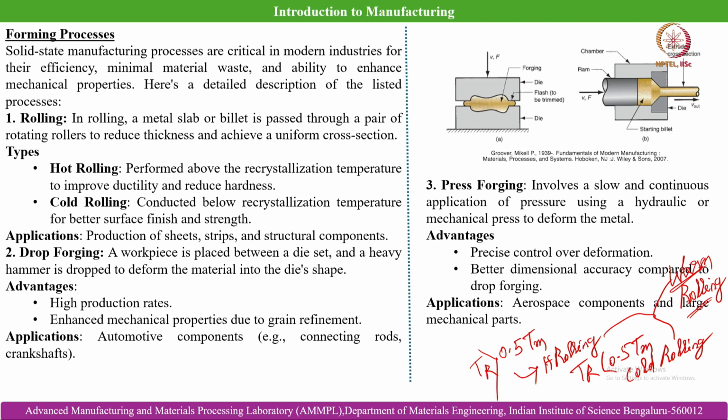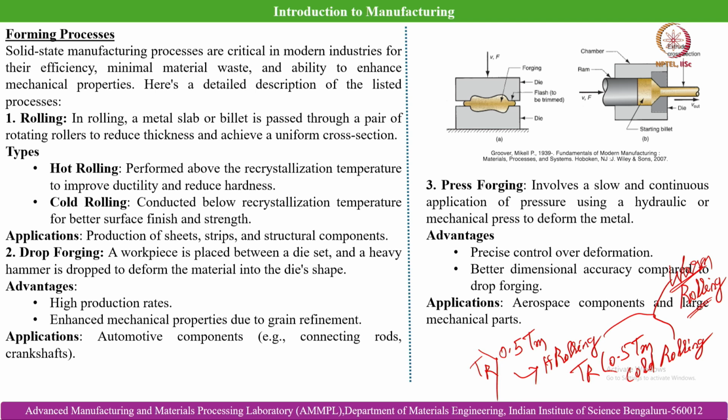Okay. And then there is press forging. Press forging is also a technique where we apply pressure over the ingot which is placed within the die cavity, the forging die. But the difference from drop forging is that in this case we apply the pressure gradually with the help of a hydraulic or mechanical press, rather than applying instantaneous pressure as in drop forging. Accordingly, it offers some advantages over drop forging, like precise control over deformation and better dimensional accuracy, and the applications are aerospace components and several other mechanical parts.